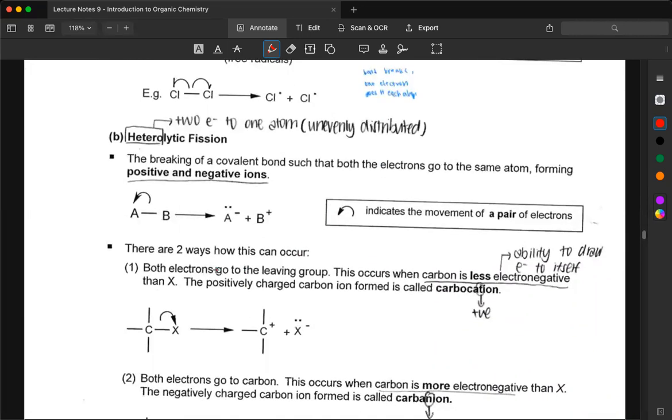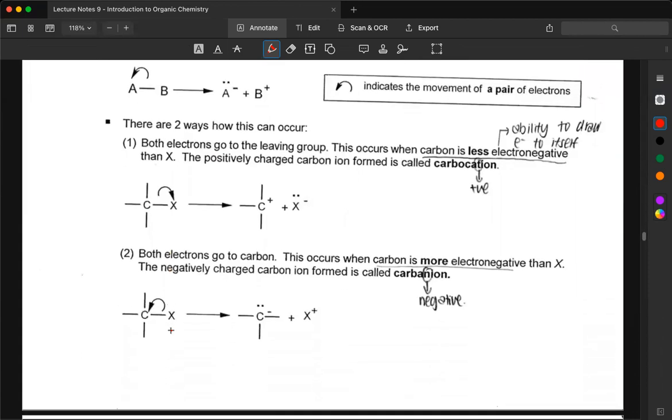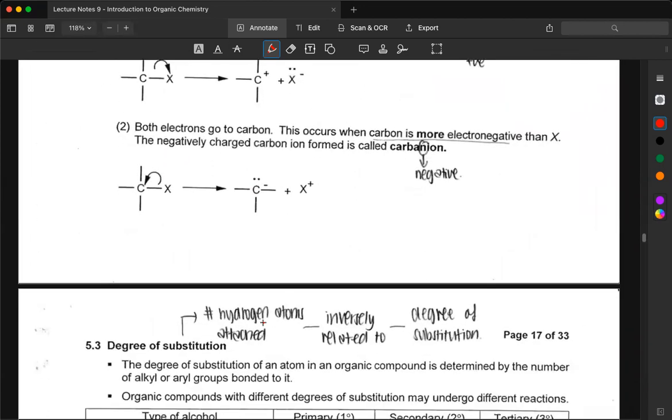There are 2 ways this can occur. You can have both electrons go to the leaving group. This occurs when the carbon is less electronegative. The positively charged carbon ion is called a carbocation. Okay? Or you can have both electrons go to carbon. This occurs when carbon is in fact more electronegative, and the negatively charged carbon is called a carbanion.